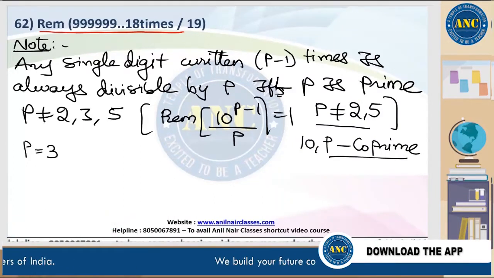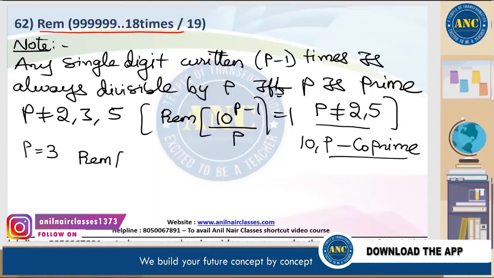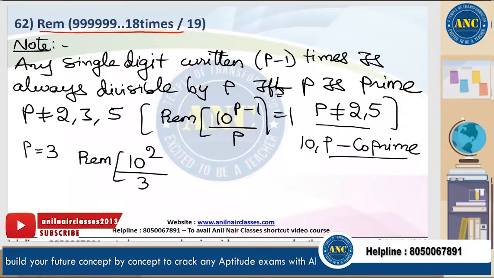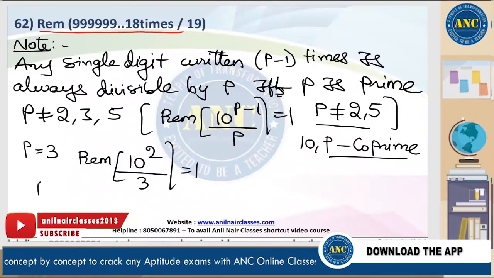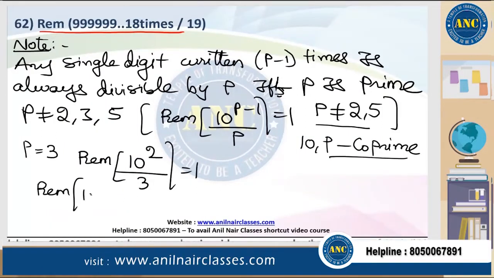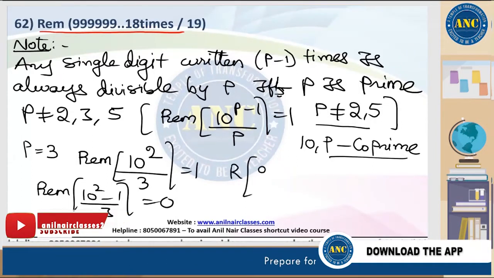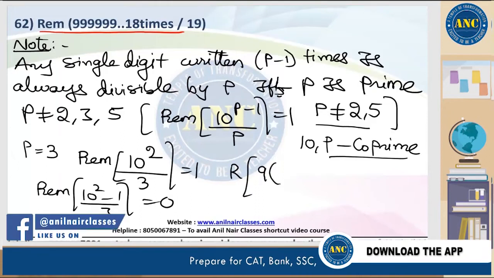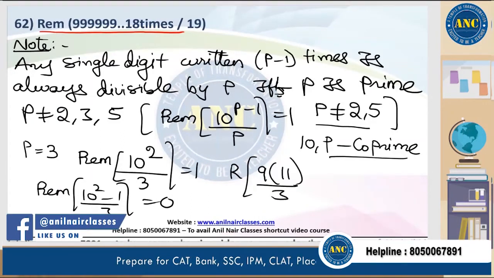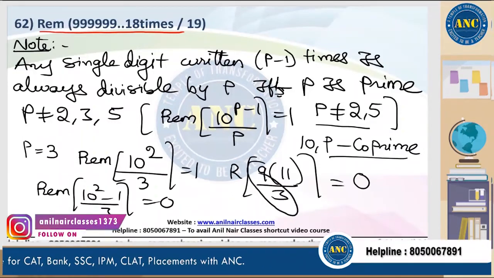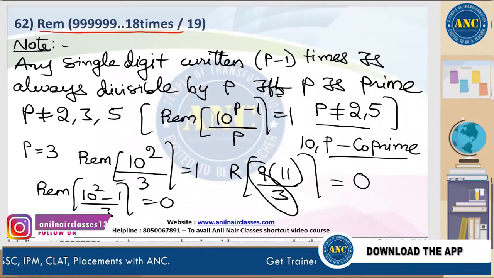If p is equivalent to 3, this will become remainder of 10 square divided by 3 equivalent to 1. Remainder of 10 square minus 1 divided by 3 equivalent to 0. 100 minus 1 is 99, which is 9 into 11, divided by 3 equivalent to 0. The 9 will be divisible by 3.